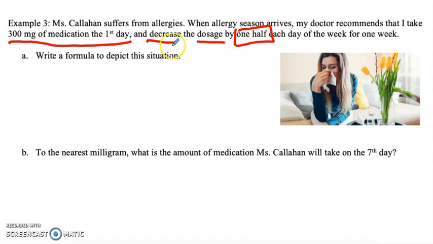So this one is kind of tricky because we think decrease means arithmetic, but the biggest thing right here is I'm decreasing it by 1/2. And when you're halving, tripling, doubling, anything like that, that makes it automatically geometric. Okay, so I need to write a geometric formula.